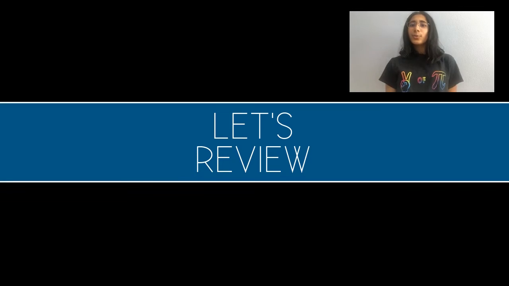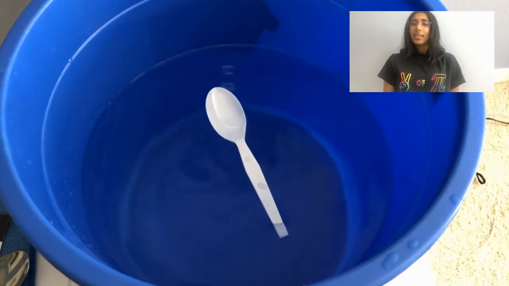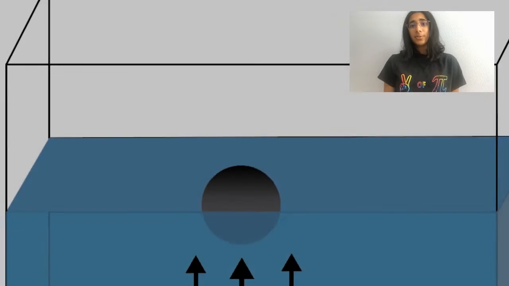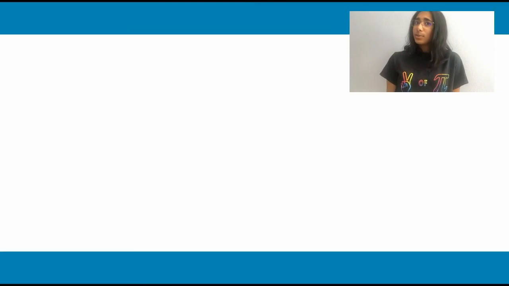Okay, so let's do a quick review. Density. That's how tightly packed all the particles are in an object. If an object has more density than water's density, it'll sink. If the object is less dense, it'll float. Archimedes' principle. This is the guy who said that buoyancy acts on any object put into a liquid. Which brings us to buoyancy. This is the upward force that determines whether an object sinks or floats based on their weight.